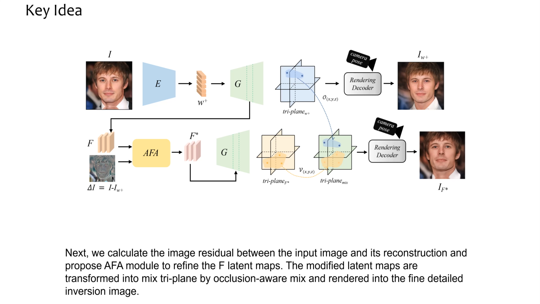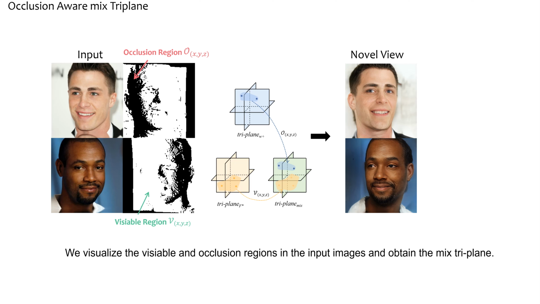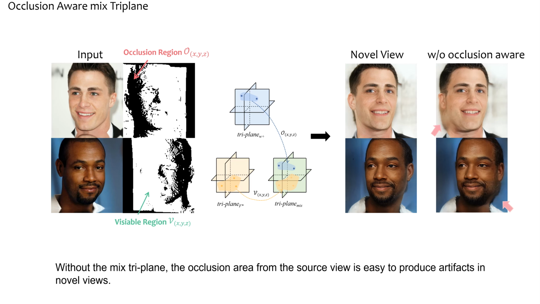detailed inversion image. We visualize the visible and occlusion regions in the input images and obtain the mixed triplane. Without the mixed triplane, the occlusion area from the source view is easy to produce artifacts in novel views.